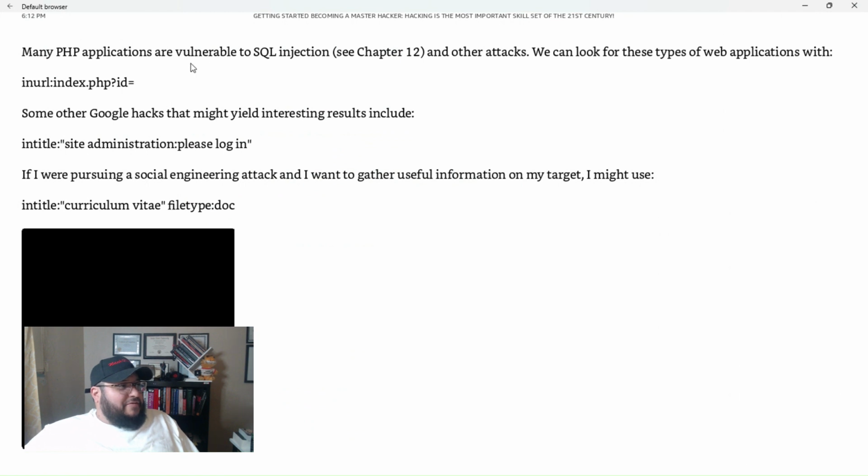Many PHP applications are vulnerable to SQL injections and other attacks. SQL injections are database attacks. We can look for these types of web applications with a URL index.php ID. Some other Google hacks that might yield interesting results include intitle site administration, please log in. Now, I'm going to do that one and see what happens.